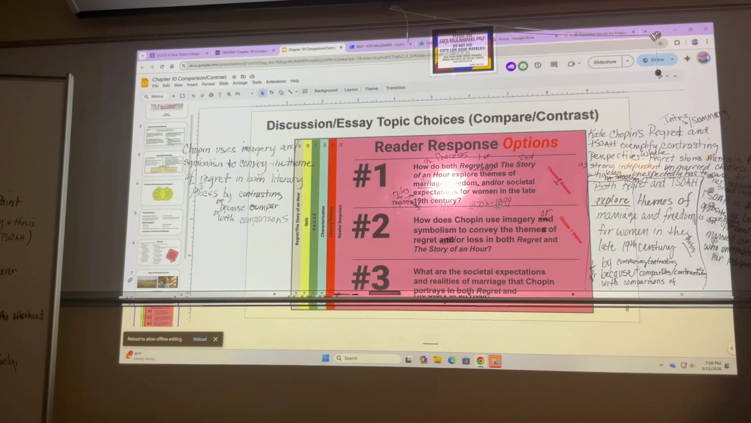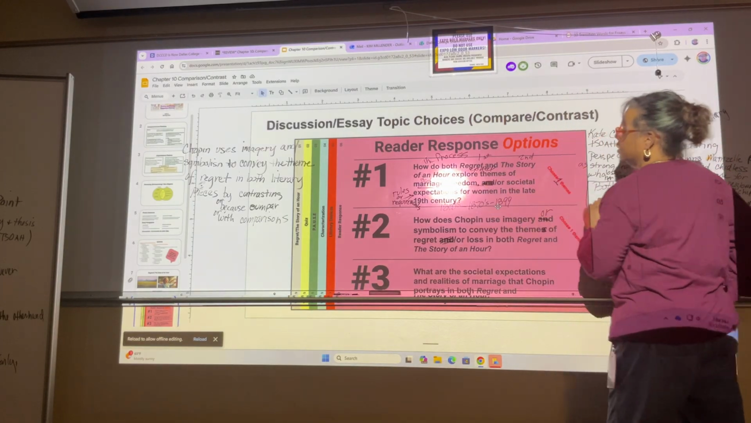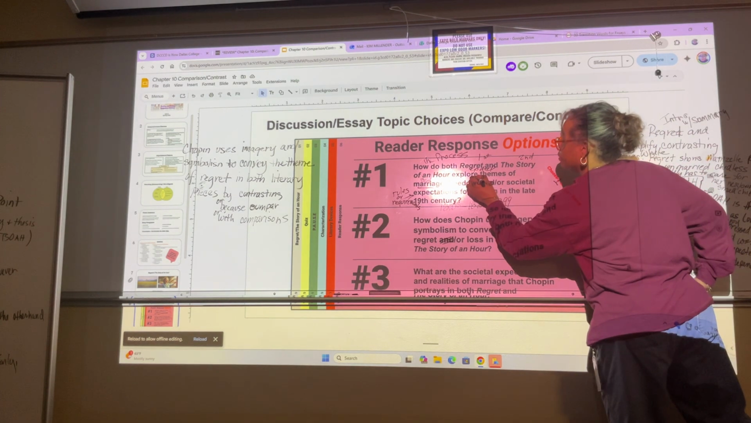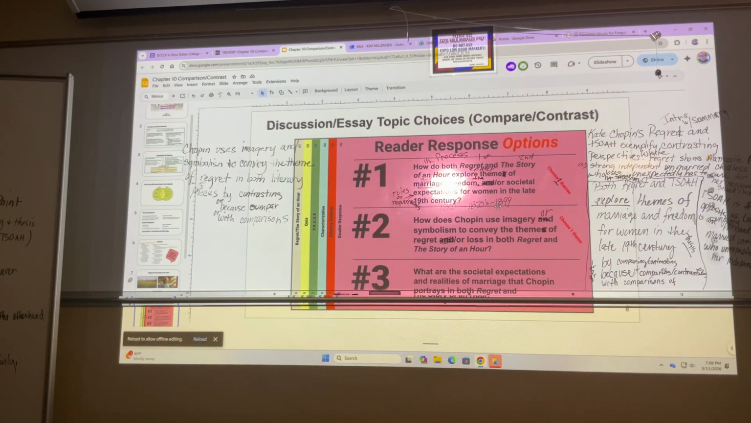For the first one, you're going to choose one theme, not two. So marriage, freedom, or societal expectations for women in the late 19th century. Just pick marriage, freedom, or social expectations as the theme. You are already comparing two stories, okay? So how do both Regret and The Story of an Hour explore the theme of marriage, freedom, or societal expectations for women in the late 19th century?